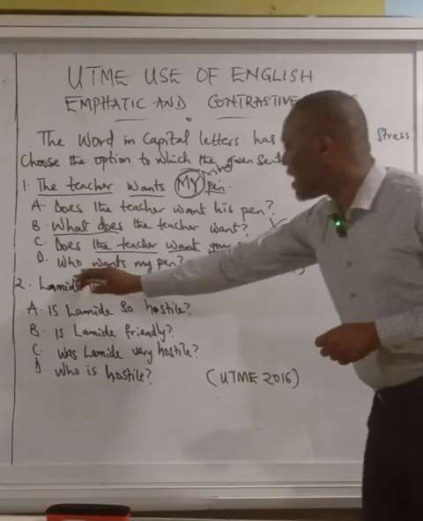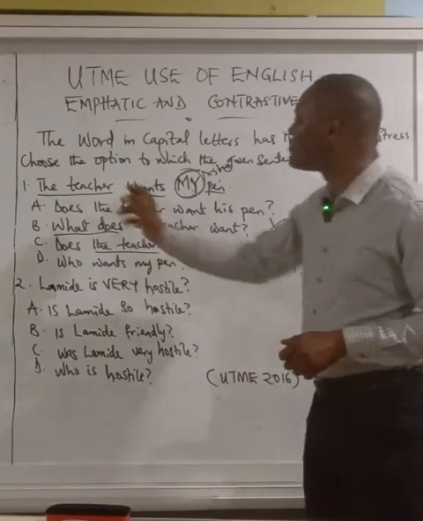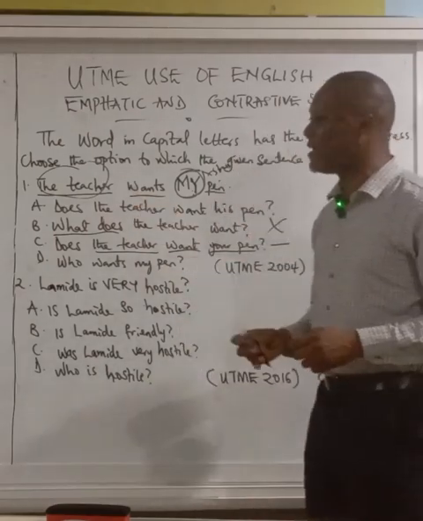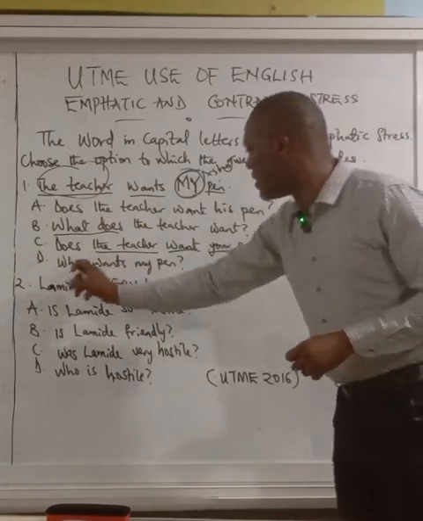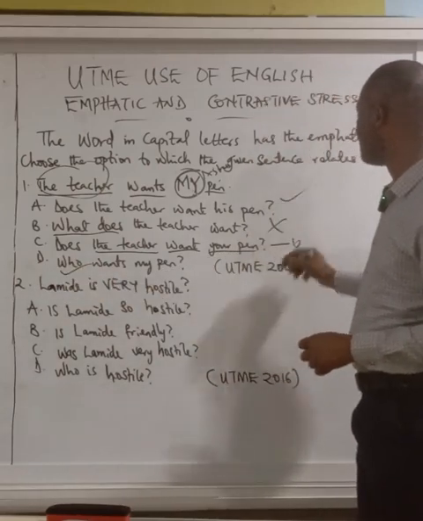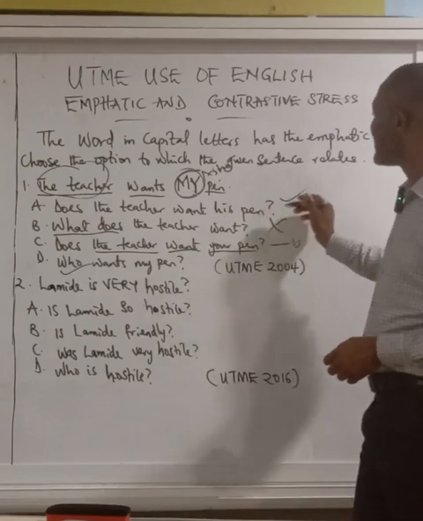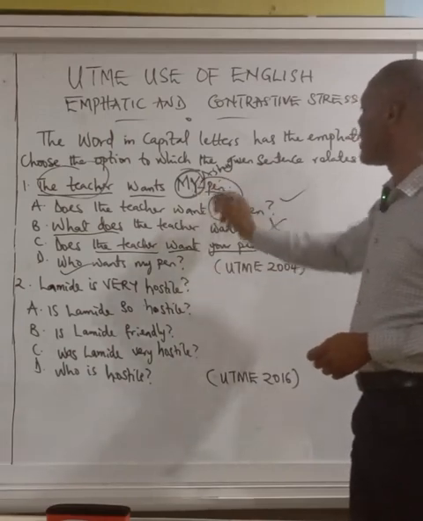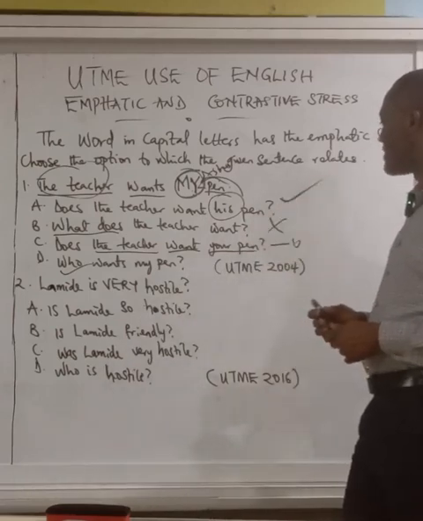Now look at this. Who wants my pen? If the teacher had been emphasized, if the teacher had been written in capital letters, that is to say the emphasis is being placed on this, then this can be correct, but it is not going to be correct. So let me go back to this. The first one, does the teacher want his pen? You can then answer no, not his pen, but what? My pen. So I think this contrasts this one, and that is going to be the correct answer in this example.